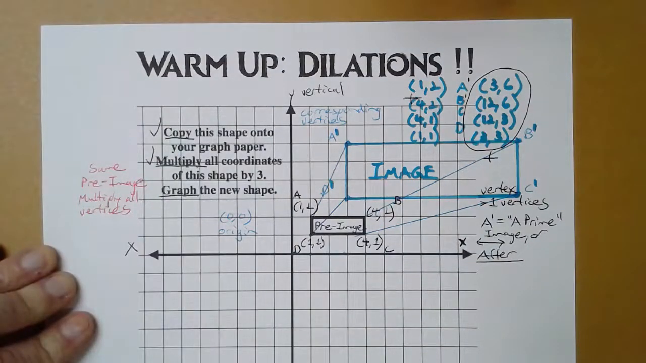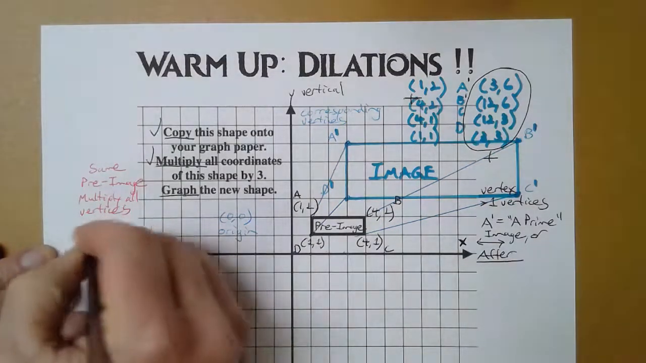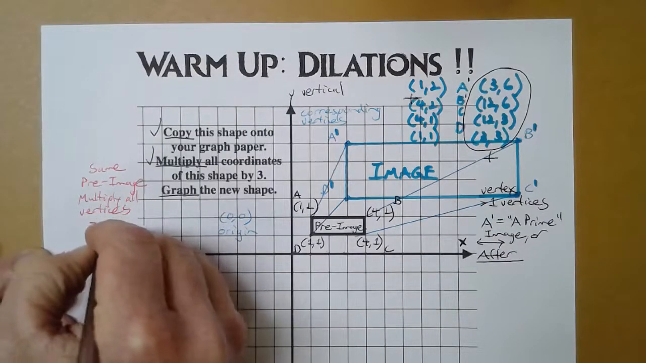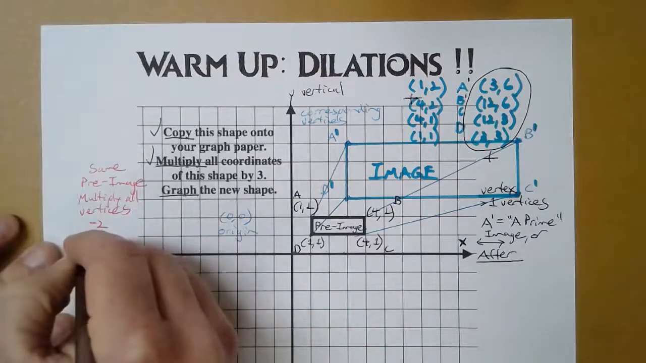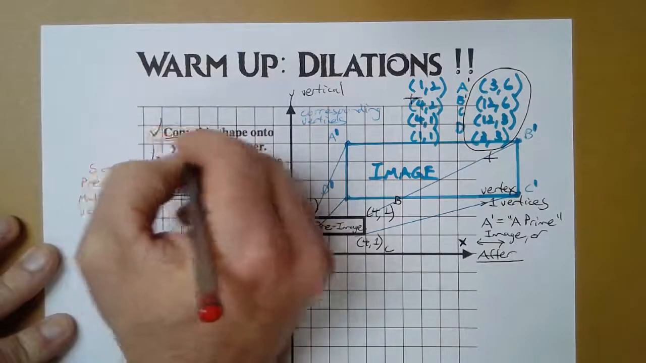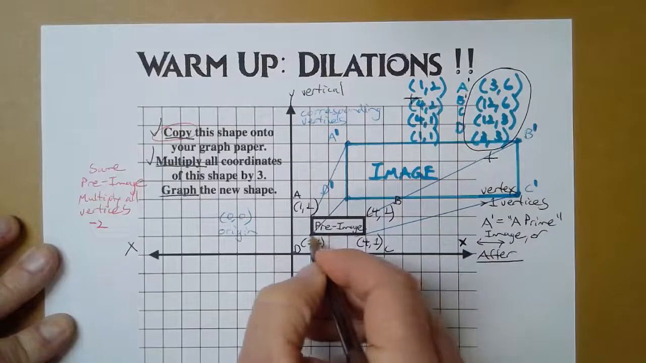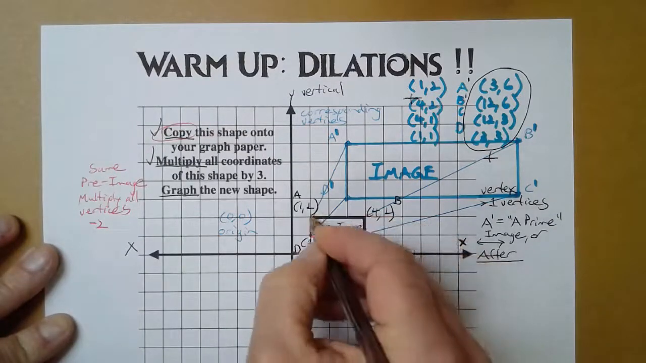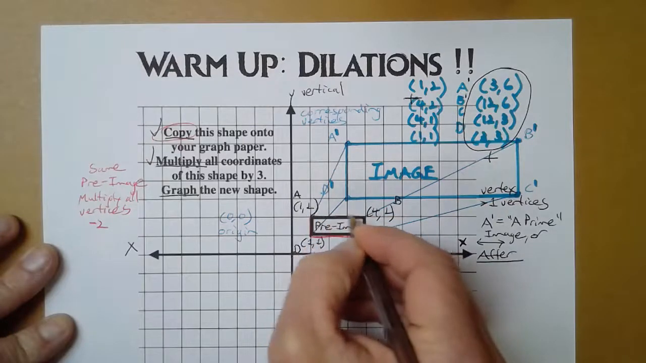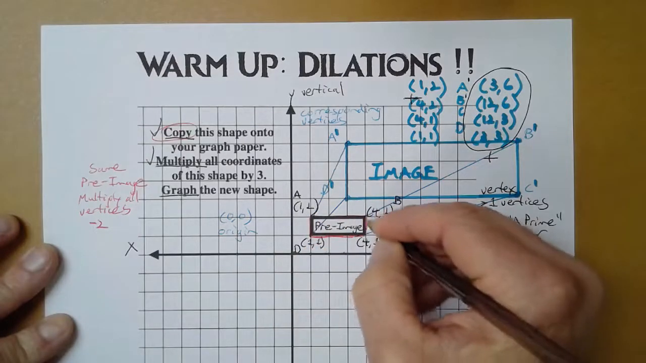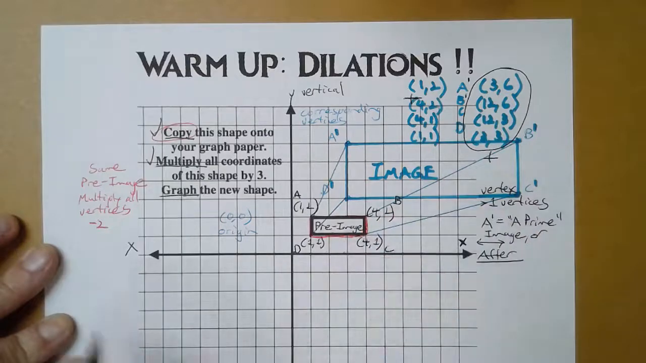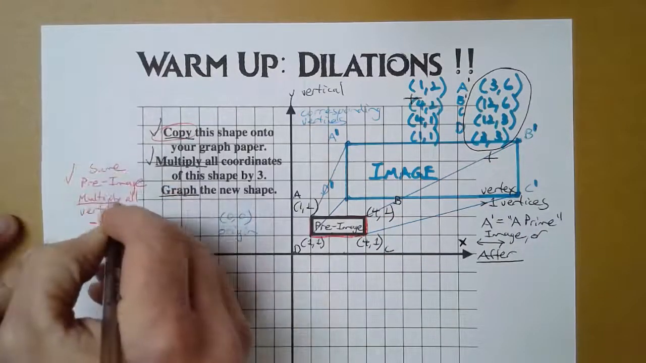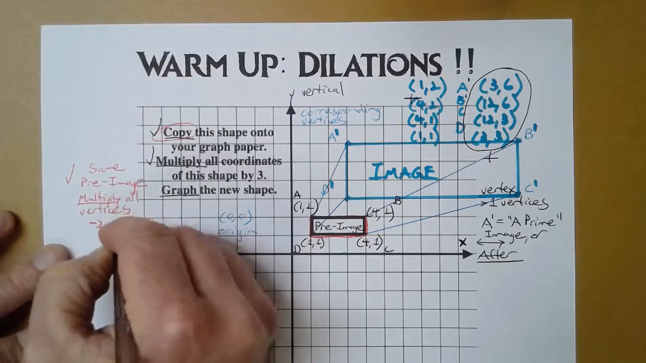I may be paraphrasing, I'm not exactly sure, but multiply all the coordinates by -2 and then graph. So we copy, we already have it, pre-image. I'll just highlight it that we're starting over. We're not starting with the image, the blue thing. We're starting over with the pre-image, multiplying everything by -2. That's our scale factor.